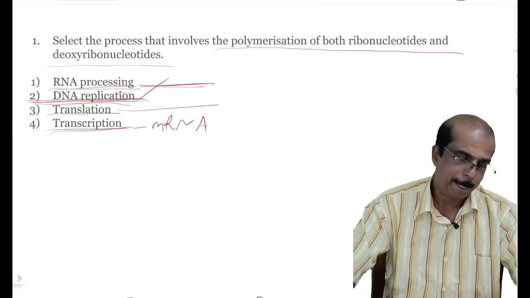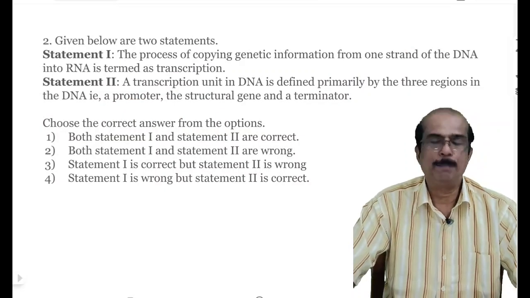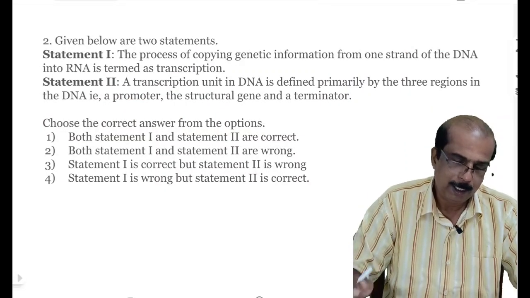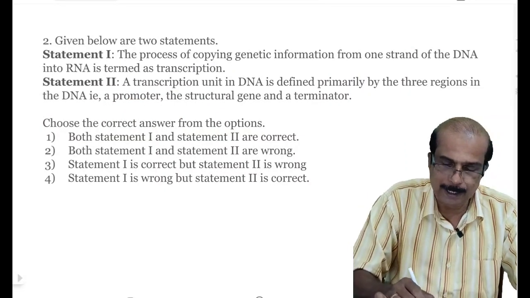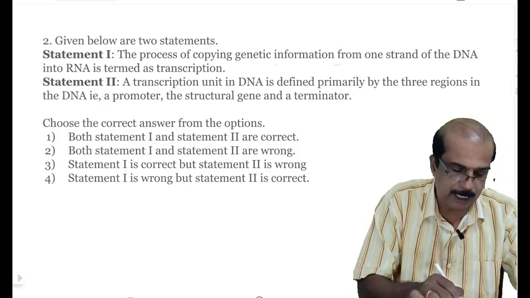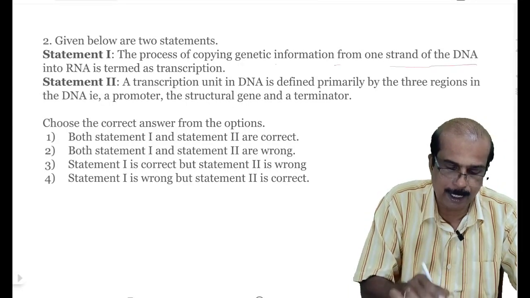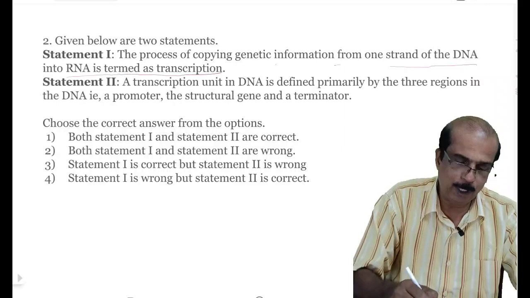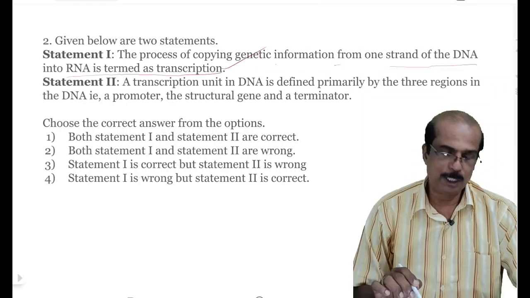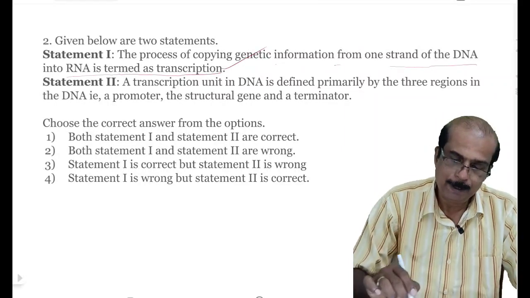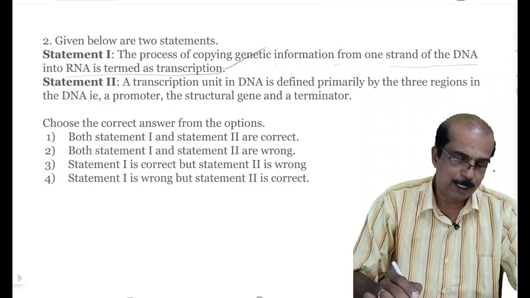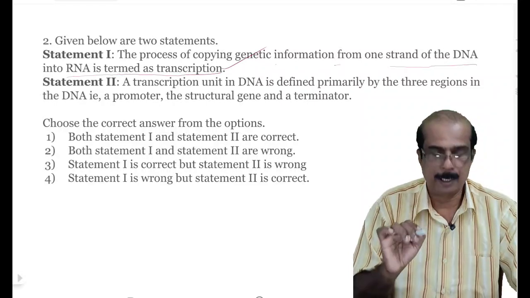To next question. Given below are two statements. Statement number 1. The process of copying genetic information from one strand of the DNA into RNA is termed as transcription. Statement 1 is correct. It is a definition of transcription. Here, one strand of DNA is copied into mRNA.